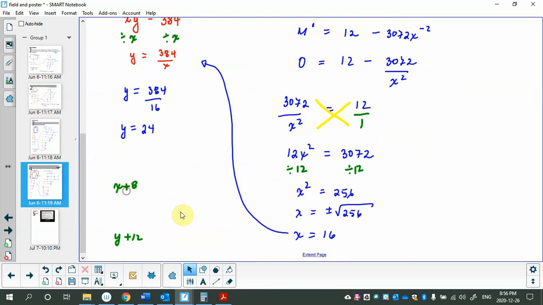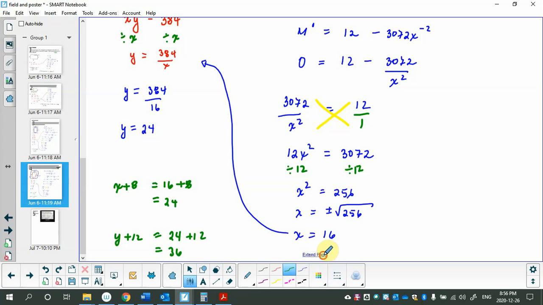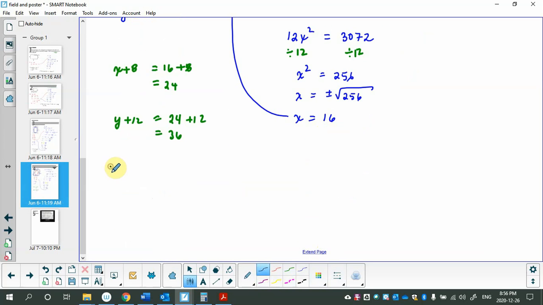So x plus 8 is 16 plus 8, which is 24. So now I know how wide the poster is, not the printed area. And y was 24, so 24 plus 12 is 36. So now I have the answer to the question, which is therefore the poster is, and you can say it any way you want, 36 by 24, 24 by 36.